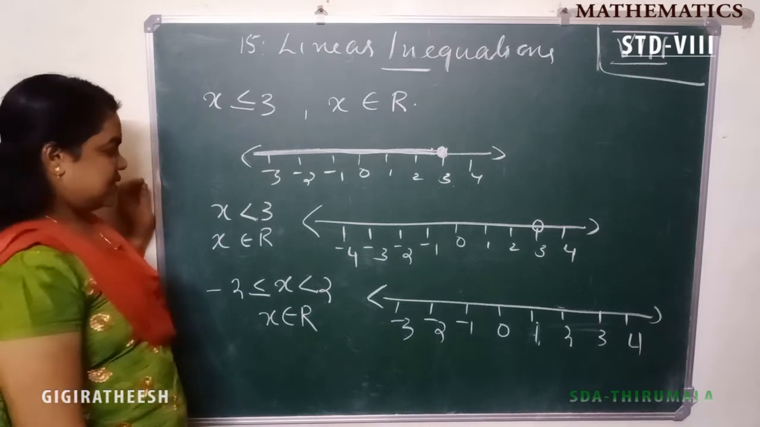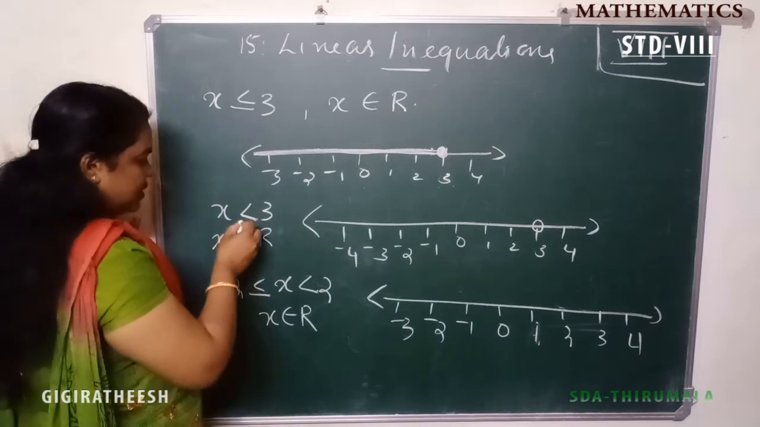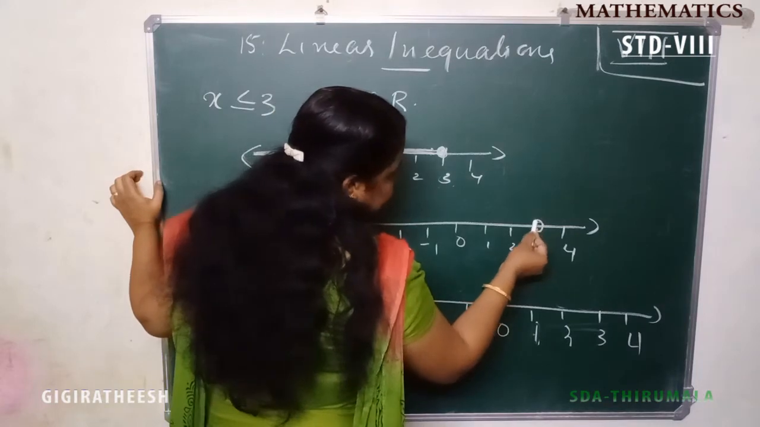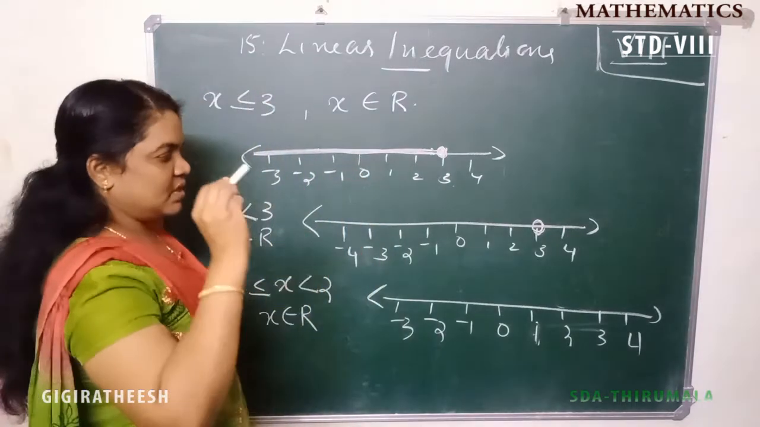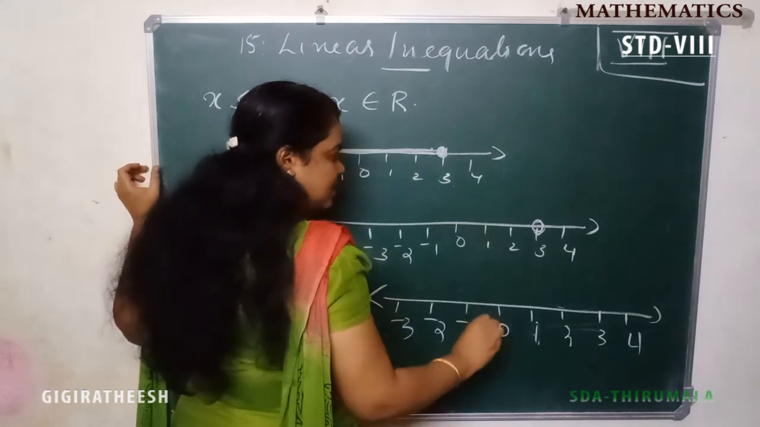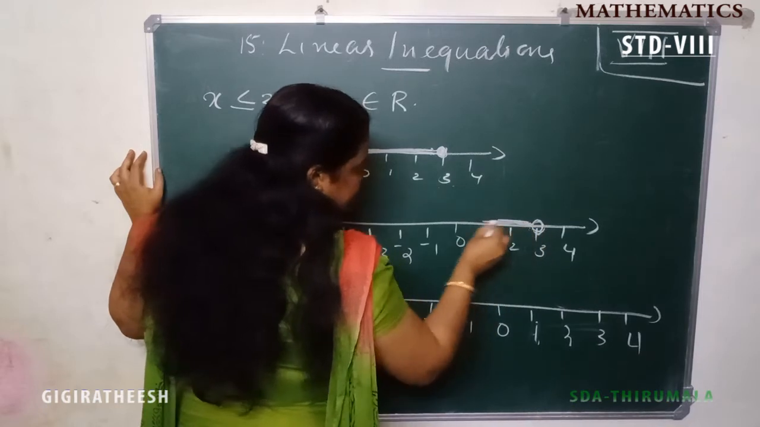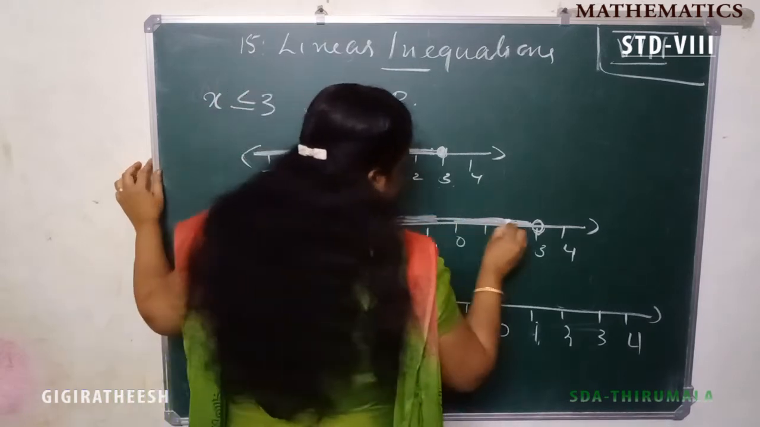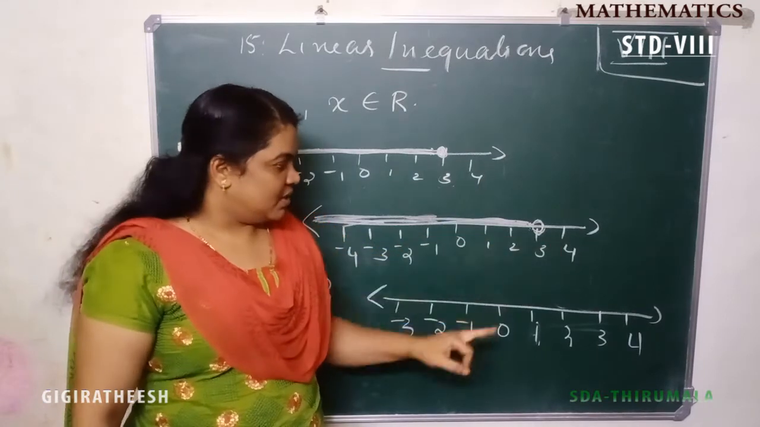Then next is x less than 3. Here it is not less than or equal to, it's only less than. Less than means not darkening the bubble, only circling the bubble. That means 3 is not included, it goes up to 3, that is less than 3, not including 3, and then we darken the line. This is less than. Less than means not darkening the bubble, only rounding it.